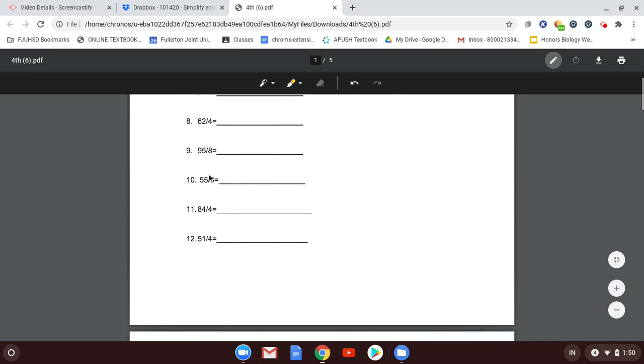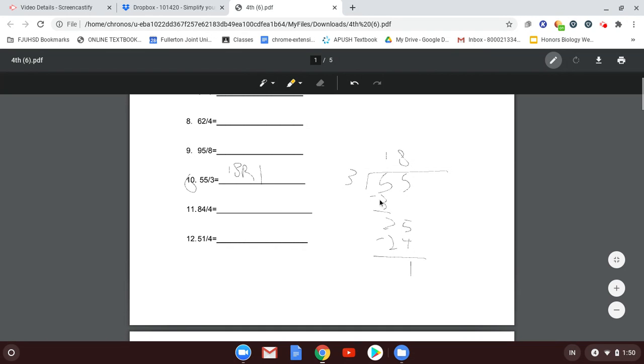Okay, I'll do one more. Let's try doing number 10. So it would be 55 divided by 3. So it's 1. That would be 25. And then 8, which is 24. 1. So 18 with the remainder of 1.